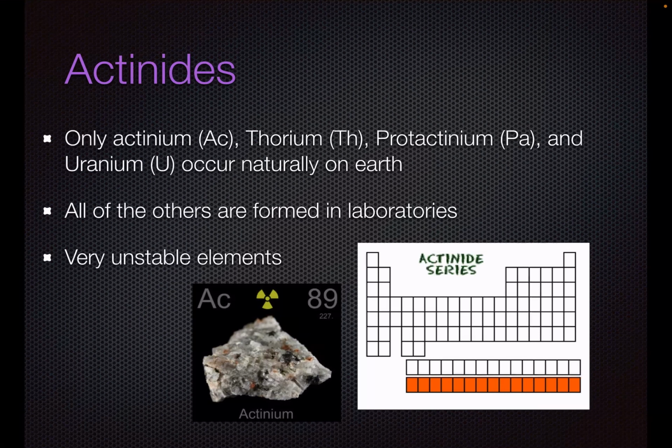The other ones are only formed in laboratories because they're super, super unstable elements, and so they'll just react with anything that's around them, and so you can't find them in their pure form anywhere on Earth. They're just too reactive. All right, well, that wraps up lesson 4.3, where we were looking at the different types of metals.